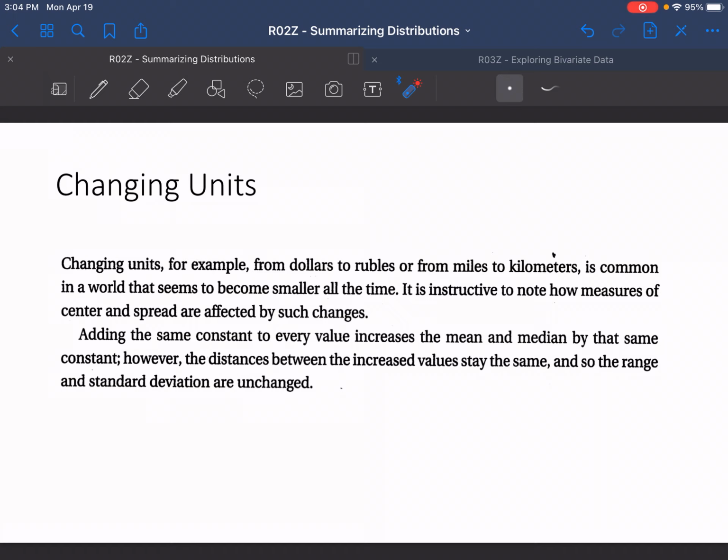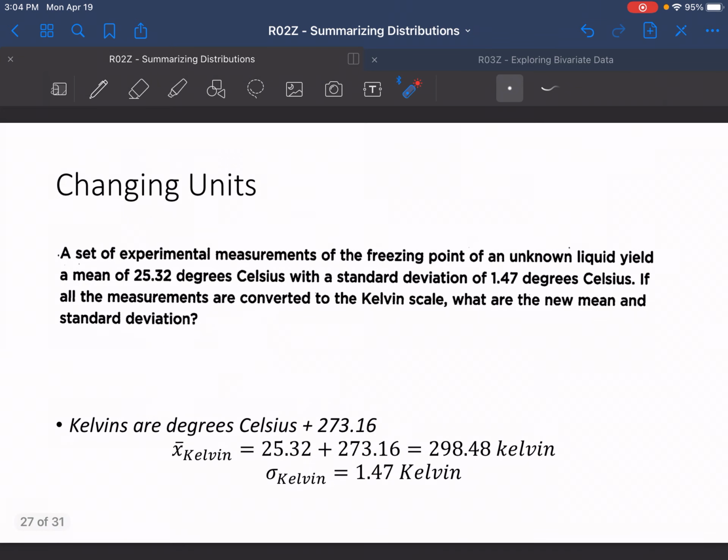So how do our mathematical operators affect our mean and median, or our standard deviation, our spread, basically? If we're given this example right here, a set of experimental measurements of freezing point of an unknown liquid yield a mean of 25.32 degrees Celsius with a standard deviation of 1.47 degrees Celsius. If all measurements are converted to the Kelvin scale, what are the new mean and standard deviation?